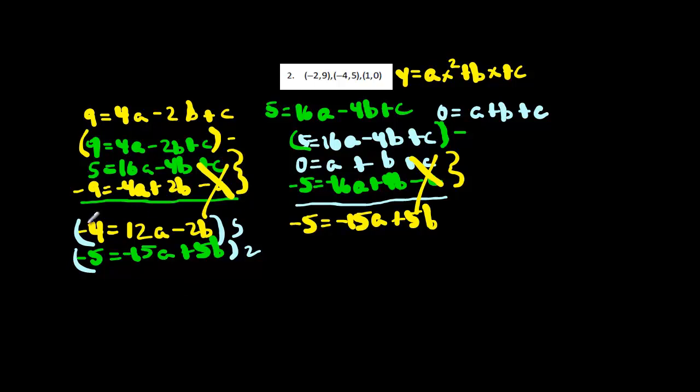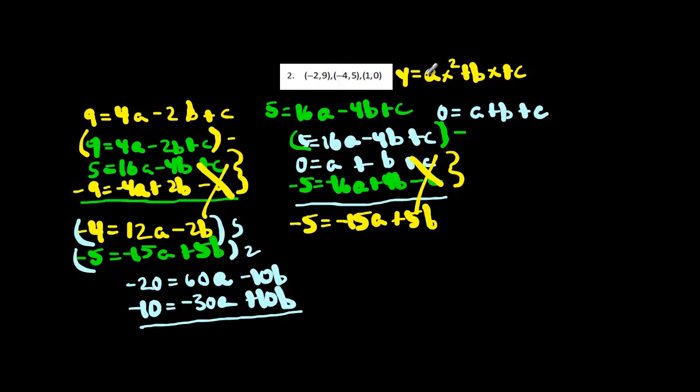So my 2 new equations, when I do that, I'm going to have negative 20 equals 60a minus 10b. In the bottom, I'll have negative 10 equals negative 30a plus 10b. So the b's cancel. We'll have negative 30 equals 30a. When you divide by 30, a is going to be negative 1. So we're going to need to remember that.